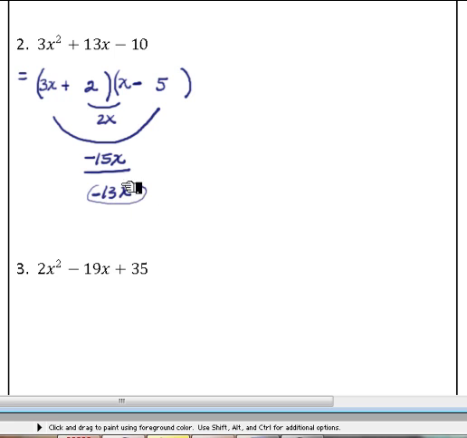That means we want to switch these signs, and once we do that, we'll have the right factorization. Okay, so the factorization is 3x minus 2, x plus 5.